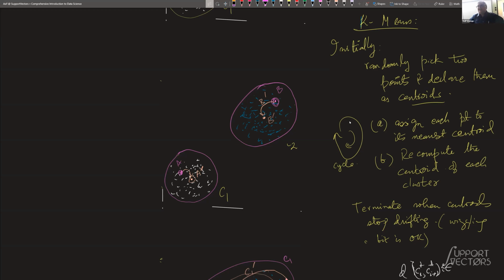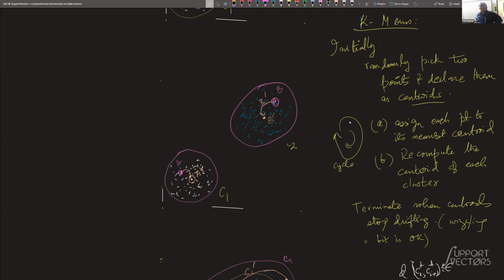So now you have clusters, right? A centroid and all its associated points make a cluster. You have found 2 clusters. Now, don't trust it yet. Recompute the centroid of each of those clusters and mark them as the new centroids. And then reassign points to the nearest centroid and keep repeating, keep doing it in a cycle.